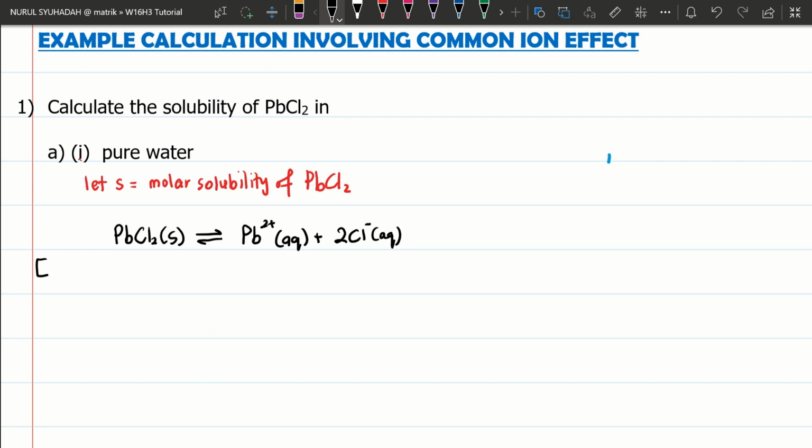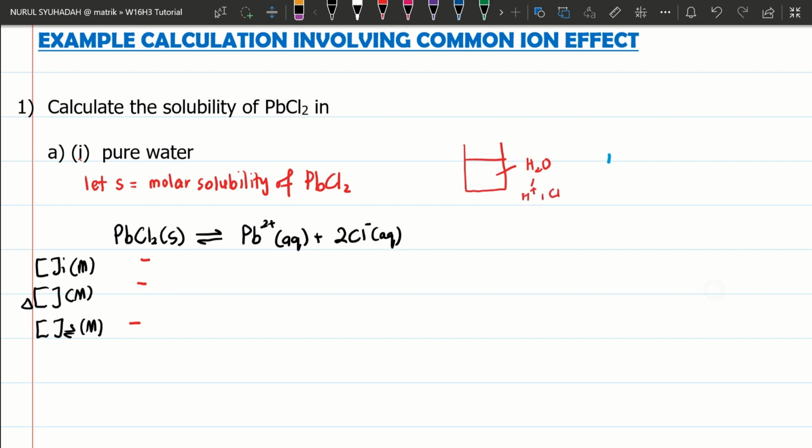Okay, so concentration initial, change in concentration dan concentration equilibrium. So like always, since PbCl2 adalah solid, so kita akan remove dia daripada term kita, dan disebabkan kita masukkan di dalam pure water, okay. So pure water H2O cuma ada H plus dan OH minus sahaja. Okay, jadi initially there will be no concentration of Pb2 plus and no concentration of Cl minus. So kita akan letak dia kosong dan kosong. Okay, kemudian baru kita akan continue.